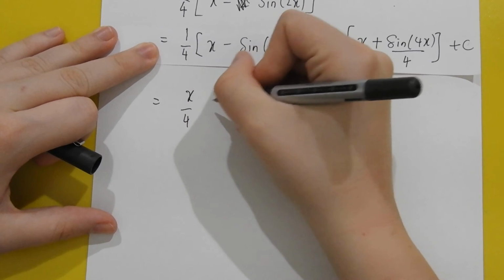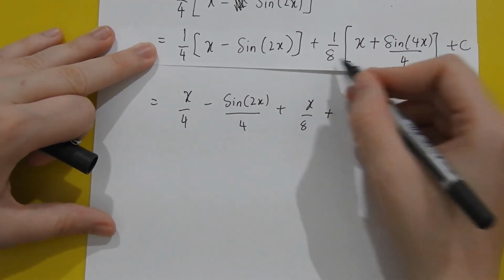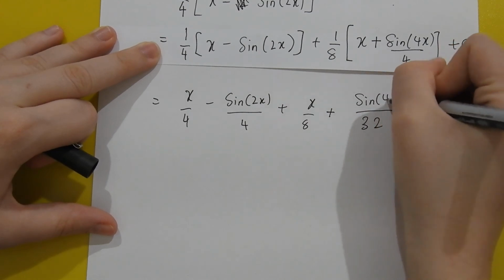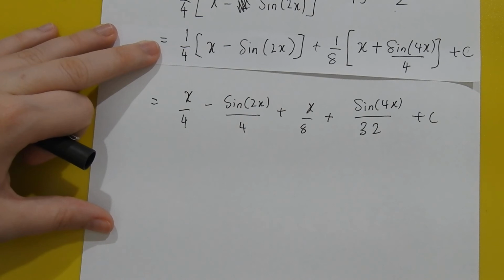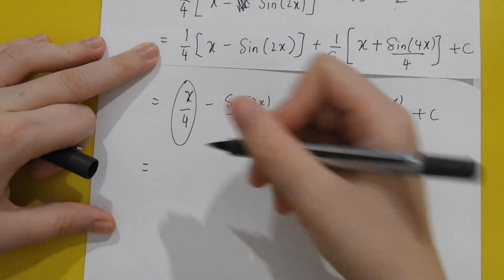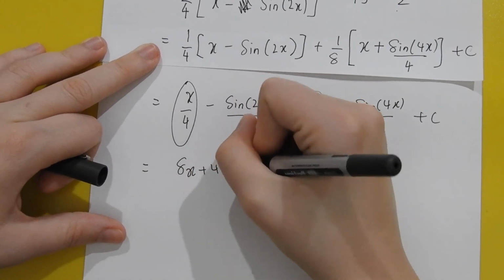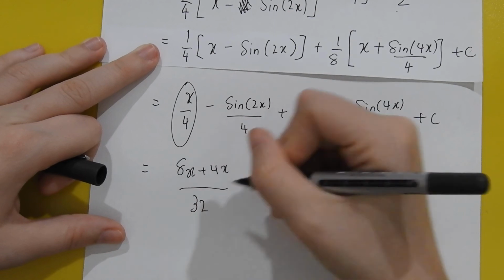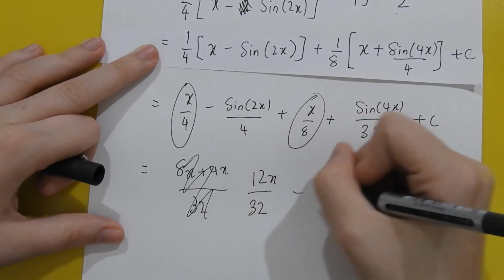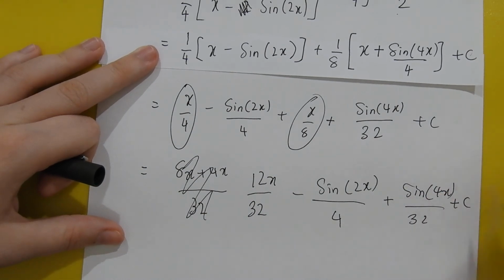So we've got x on 4 minus sine 2x on 4 plus x on 8 plus, 8 times 4, 8, 12, 16, 20, 32, and sine 4x plus c. Yep. And then this and this can go together. So what's that? What's a fourth plus an eighth? It's 8x plus 4x. Sorry, I don't have a calculator on me. On 32. Which is the same as 12x on 32. Minus sine 2x on 4 plus sine 4x on 32 plus c. There we have it.